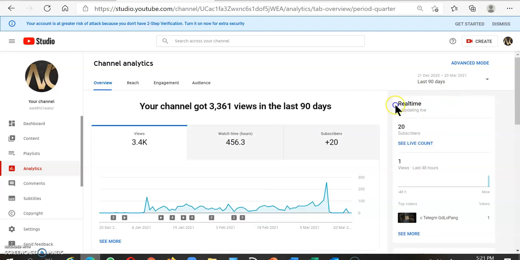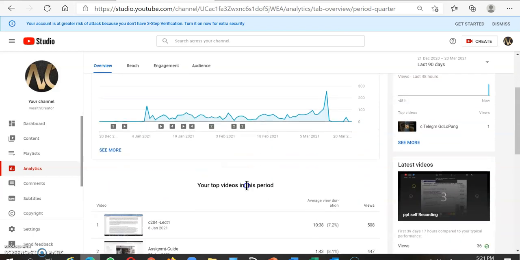If you look at the last 3 months, it's over 3,000 views to this particular YouTube channel. This is the chart that tells that the views actually started in January, all the way to the March period. It peaked around this period. You can zoom in to see the date, and you can see more.